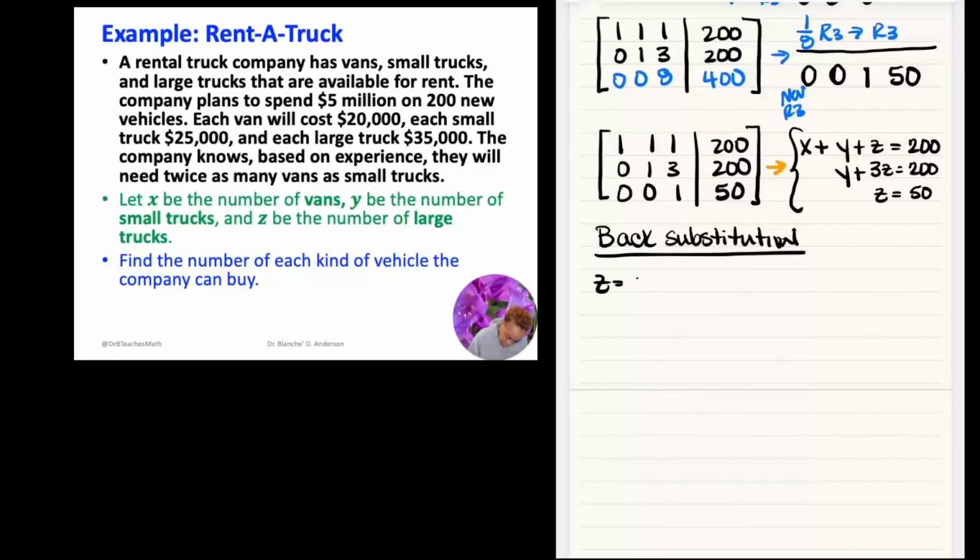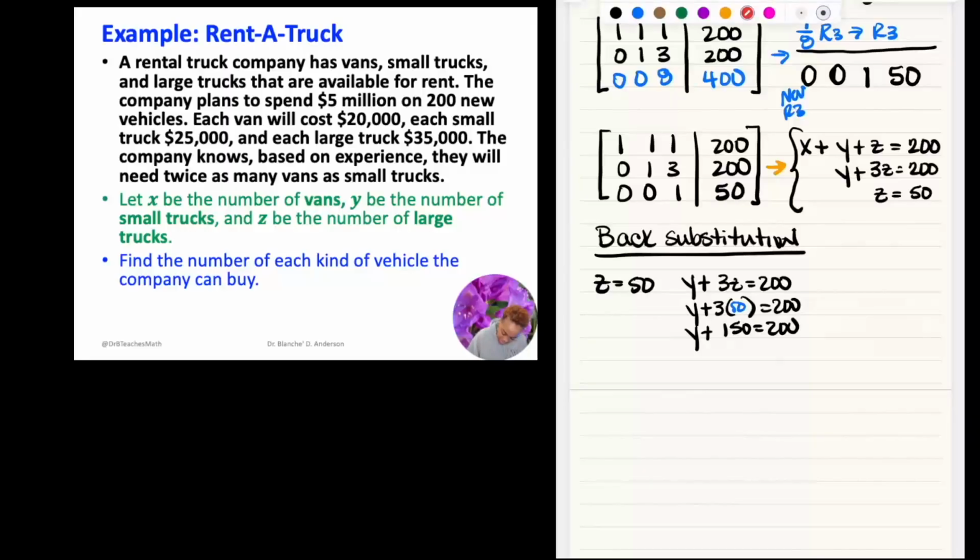We know z is equal to 50. So now we need to do y plus 3z equals 200. So y plus 3 times 50 equals 200. That's going to be y plus 150, and then we subtract 150 on both sides. That becomes 0. So you have y plus 0 equals 50. So y equals 50, and we got z equals 50.